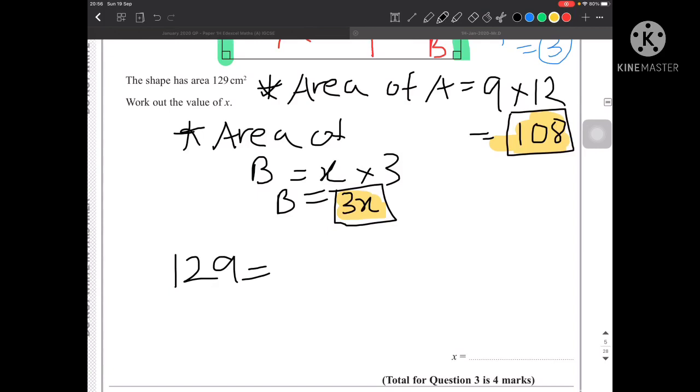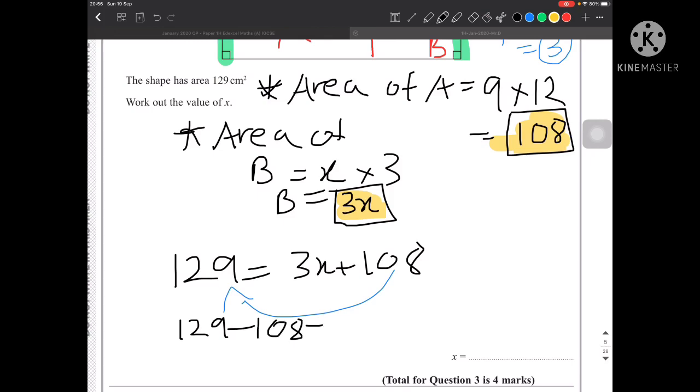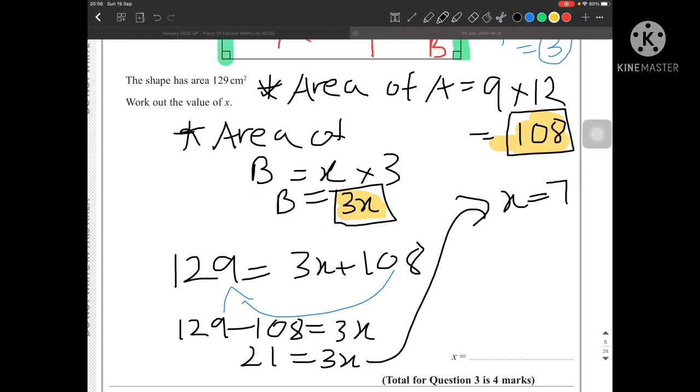129 equals 3x plus 108. So what you need to do basically is you need to take this to the other side and keep x values in one side. So it's 129 minus 108 equals 3x. So this is 21 equals 3x. So ultimately we're gonna get x equals 7 when you divide both sides by 3.